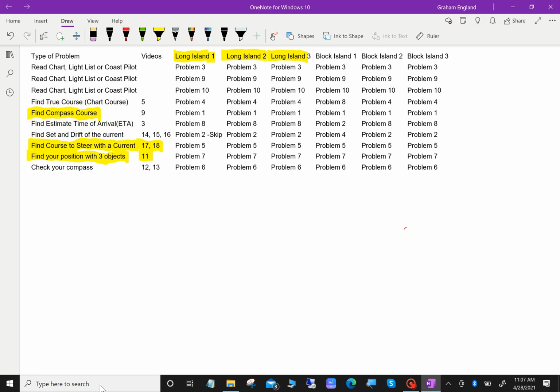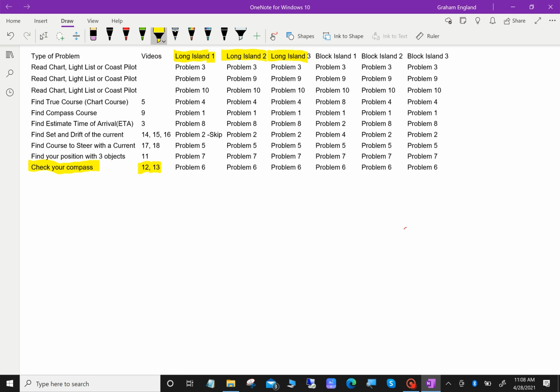And then finally, what we consider to be one of the harder ones is checking your compass. That's where you have 2 objects on land that line up in a perfect line, and you measure what's true, and you absolutely know that's correct because you measured it on the chart. Then you compare that to your compass reading, and they're going to ask you either what is the total error of the compass, or what is the deviation, because they assume the deviation chart needs to be checked. That would be videos 12 and 13.